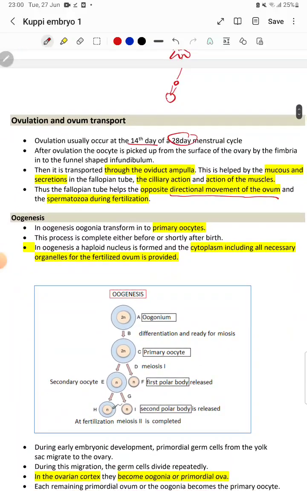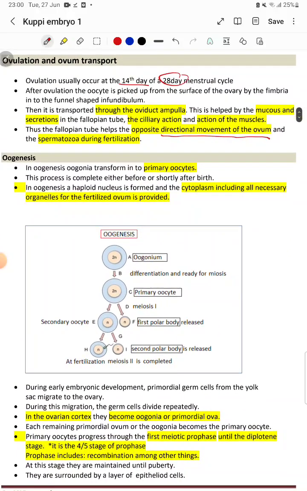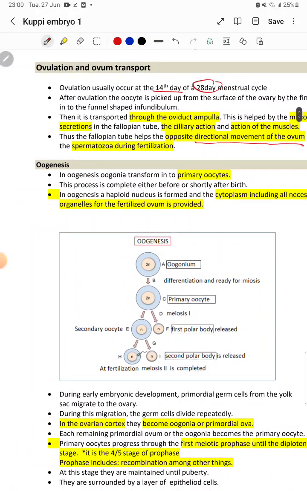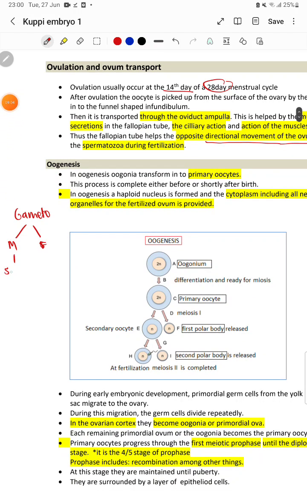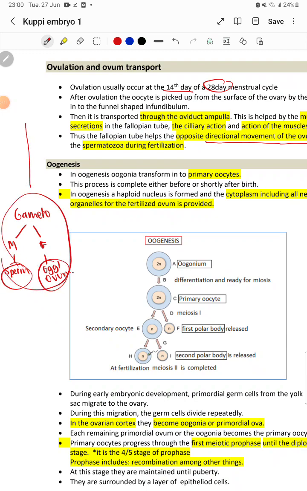Now, oogenesis falls under the whole situation known as gametogenesis. If I were to talk about gametogenesis, it's just talking about the production of gametes. So you have the male one and you have the female one. The male one is known as the sperm cell, and this one is known as the egg cell, or also ovum. So where do these come from, though? These are gametes, right? This is a gamete, but where do they come from?